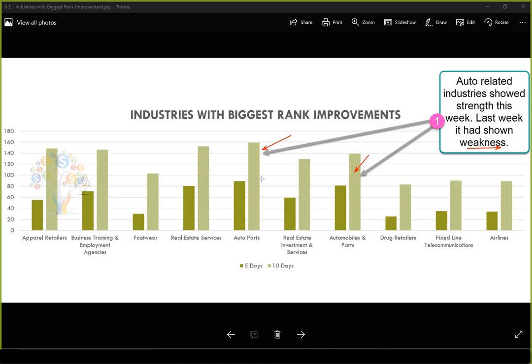Last week also we discussed that flip-flop was less compared to earlier weeks. And this week also we see some flip-flop, but the degree of flip-flop among sectors and industries is less than earlier weeks. Here, auto parts shows the flip-flop turning from weak to strong. And we saw coal also showed flip-flop turning from strong to weak.